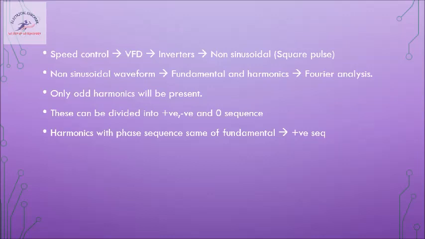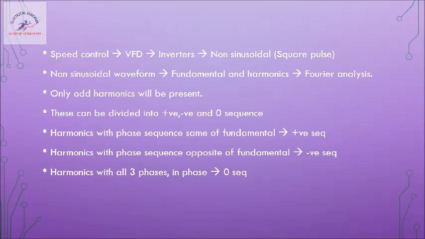So harmonics with the phase sequence same as that of the fundamental are called positive sequence. Harmonics with the phase sequence opposite to that of the fundamental are called negative sequence. And harmonics with all three phases in phase are called zero sequence components. So this is how we are going to categorize.